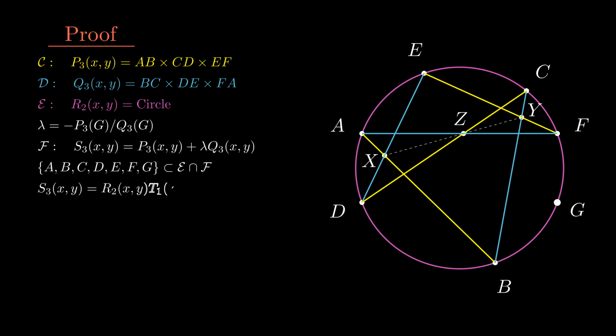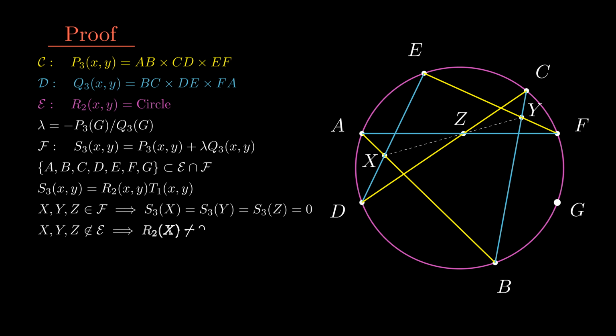That is, we can write polynomial S as the product of R and some other degree 1 polynomial, say T. Points X, Y, Z are on curve F since they are all on C and D. However, they are not on the circle. Hence, they must all lie on the curve defined by T, which is a line since it has degree 1. And with that, we have proven Pascal's theorem.